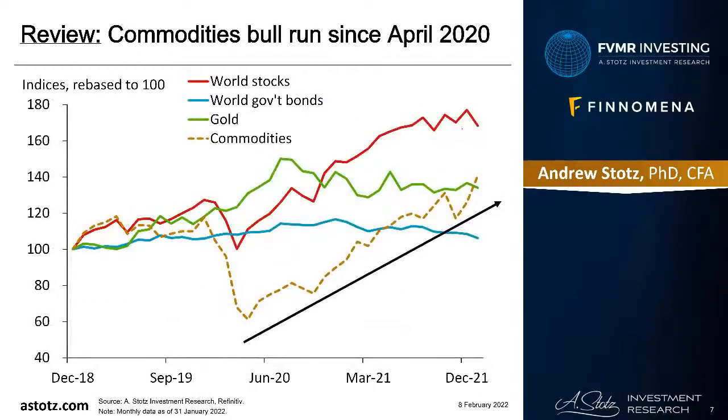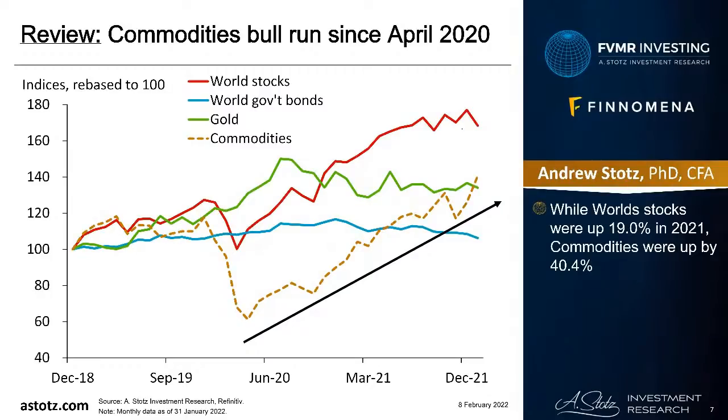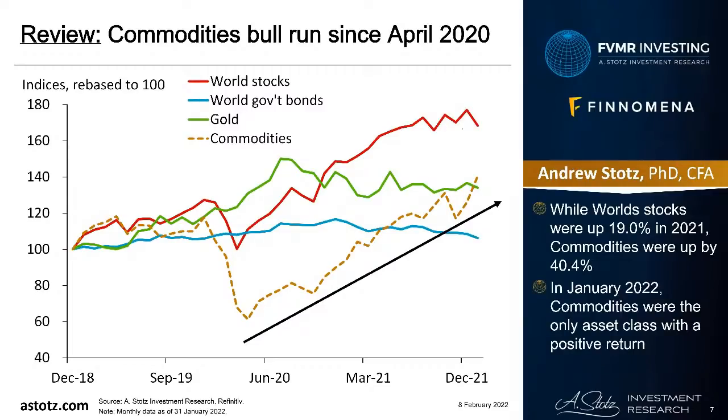Also, if we look at the same statistics on a 5-year period, we can see that commodities have been in a bull run for a while now, since April of 2020. World stocks, again, are up 19% for 2021. Commodities were up by 40% in that period of time. Now, in January 2022, commodities were the only asset class with a positive return, and we did have a heavy weight in there.